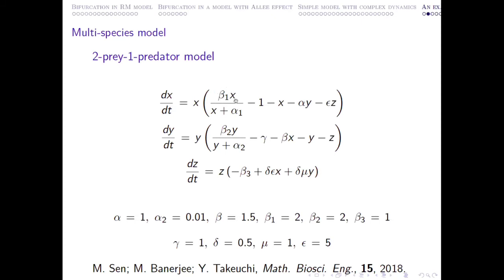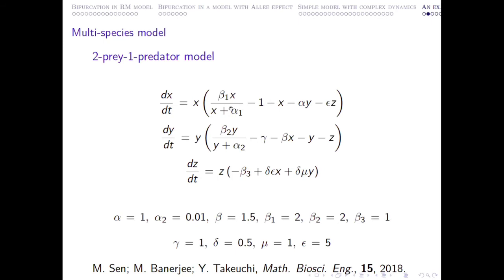So in this case, what does it mean? You can see that once x approaches 0, just look at this particular term. This term approaches towards the value 0, right? So if x approaches 0, whatever may be the values of alpha 1 and beta 1, once they are positive, this is approaching 0. That means their intrinsic growth rate is negative, right? So that means they suffer from the Allee effect.